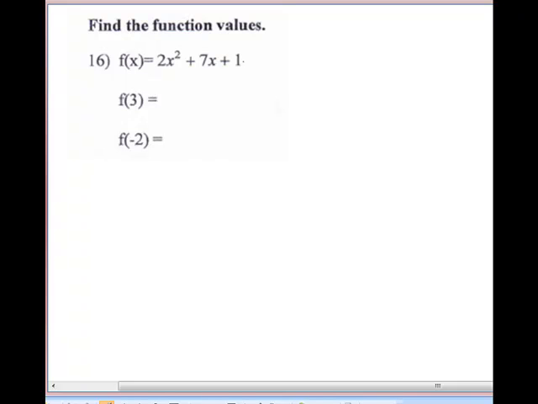This is like an evaluate question that you've been doing for a long time. It's just new notation. So we're going to substitute in 3. So first we'll do f of 3. So 2. We'll use parentheses because there is an exponent. We also will substitute the 3 into the other x.